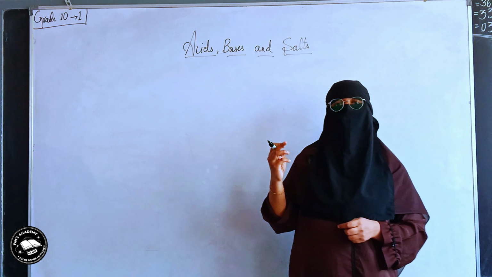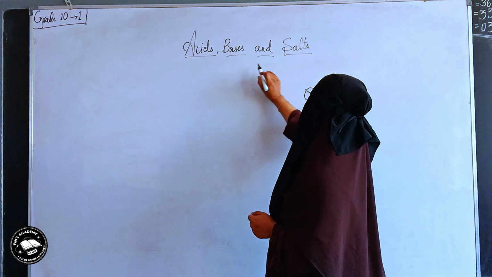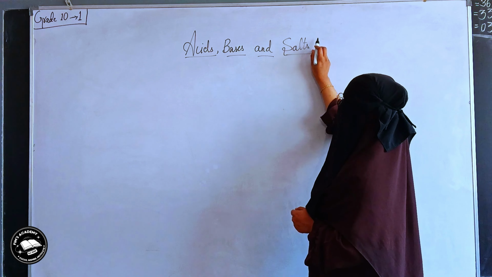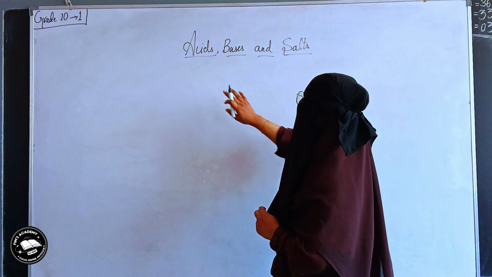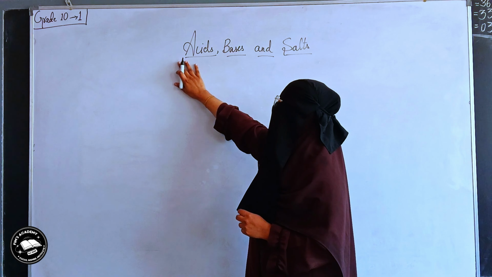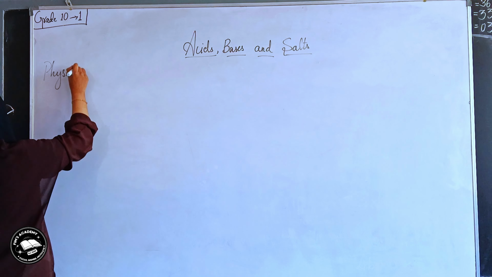Here again, there are three concepts. One is acids, another one is bases, and then the salts. Salt concept we will be covering at the end of the chapter. Throughout the chapter, we will be discussing more and more about acids and bases. To start with, let us discuss about the physical properties of acids, bases and salts.